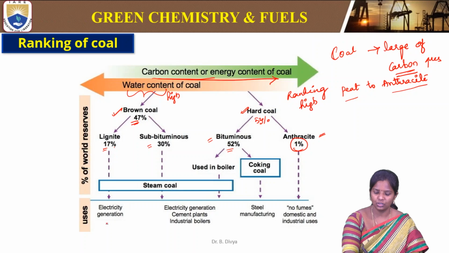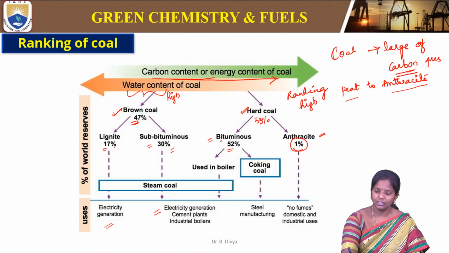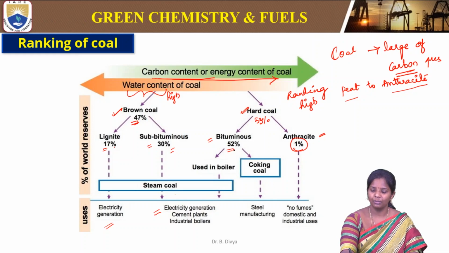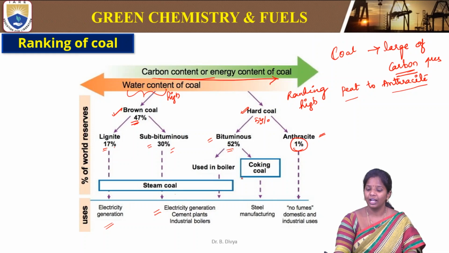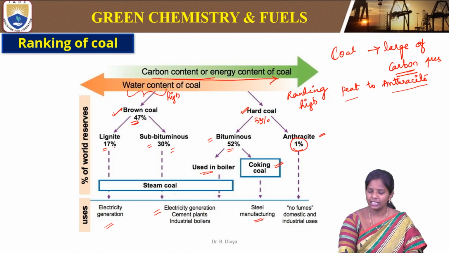Lignite is used in electricity generation. Subbituminous coal is used as steam coal and ultimately for electricity generation, cement plants, industrial boilers, etc. Before becoming bituminous coal, it is subbituminous. Once it becomes bituminous, it has the highest percentage of carbon, so it is used in boilers and also for electricity. It also has coking coal, which is used in steel manufacturing, carbon steel we call. For steel manufacturing, we use bituminous coal.